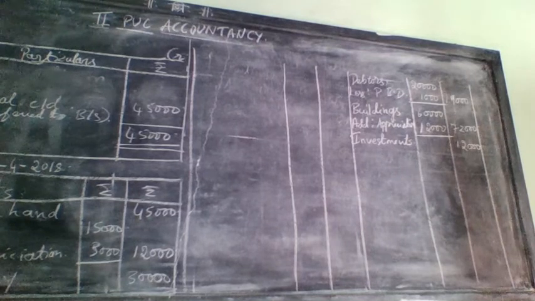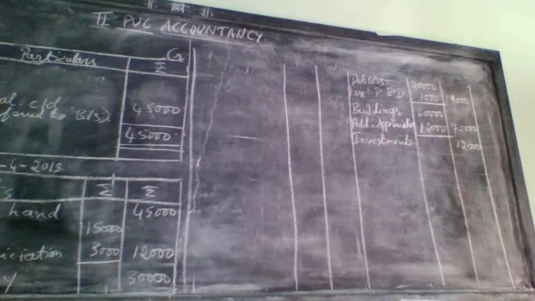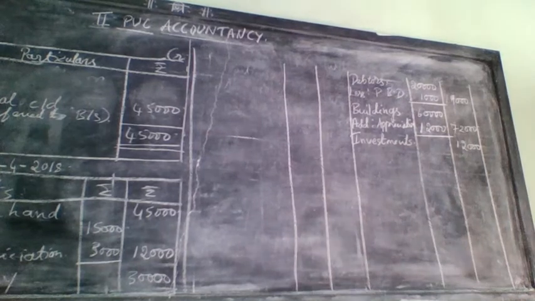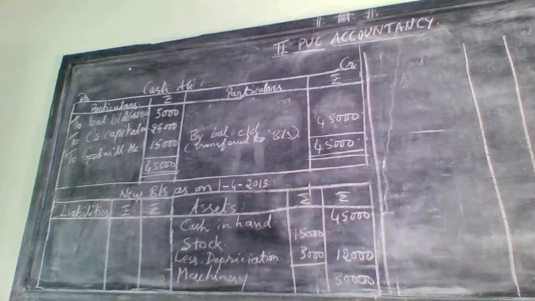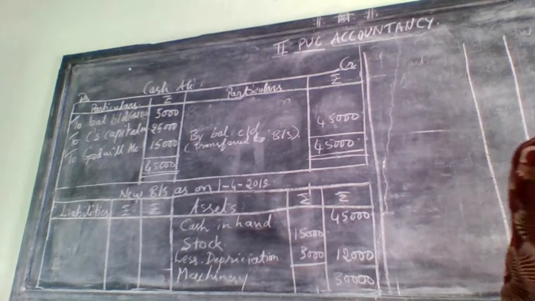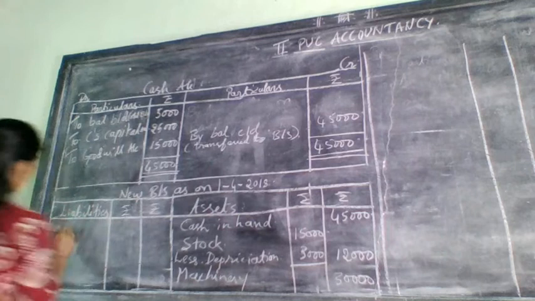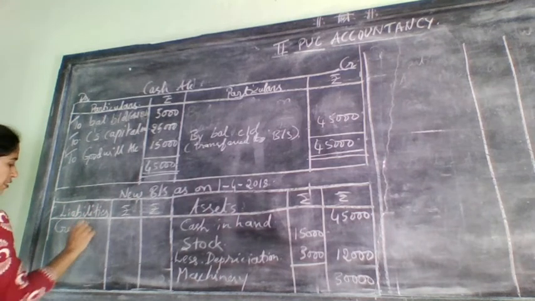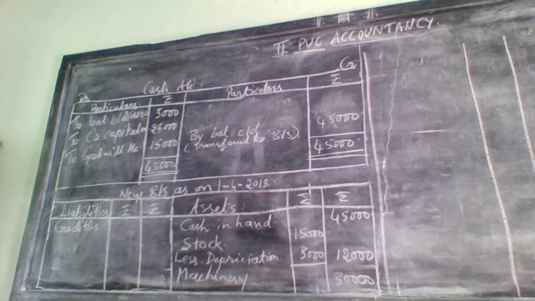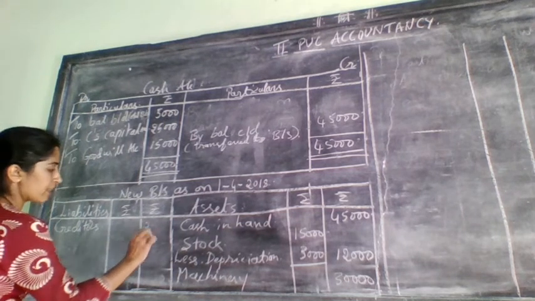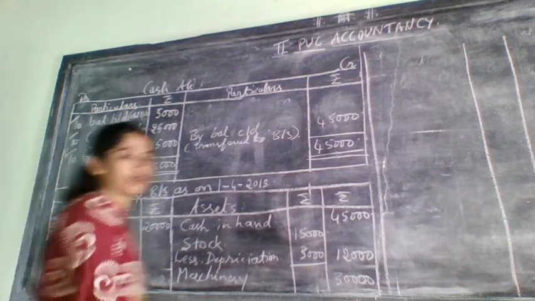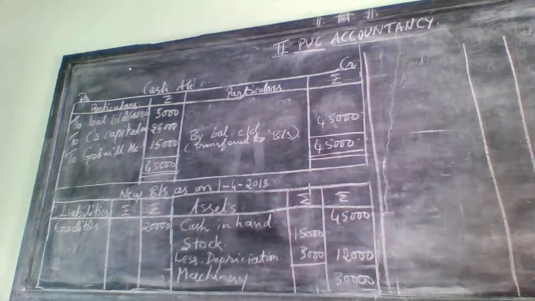Now let us come to liabilities first. After that only we will go for the adjustment. So liabilities, first item is which one? Creditors. Creditors, how much? 20,000. Whether there is an adjustment in the revaluation account? No. When there is no adjustment, write directly here. Creditors, 20,000. Correct?